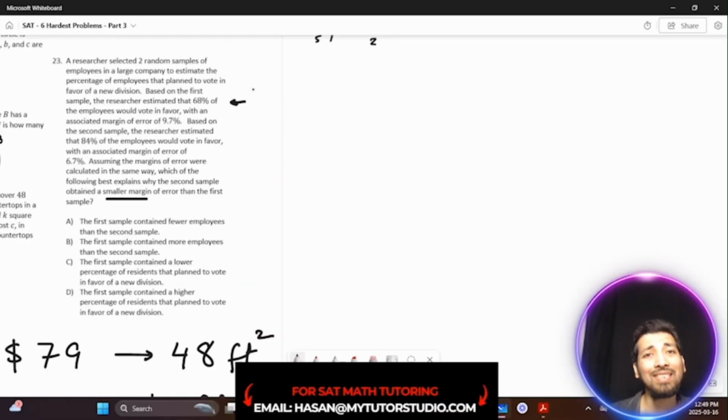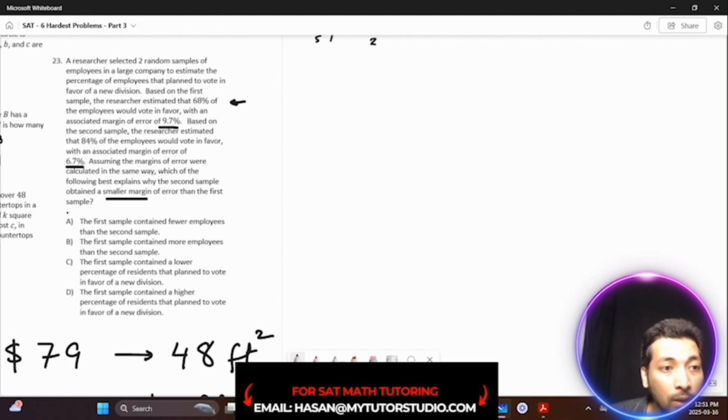Now, one thing you need to understand is that whenever we are comparing 2 data sets, the margin of error is affected by the sample size and the variability of the data. In this case, we can see that sample A has a margin of error of 9.7%, which can indicate that it has a smaller sample size, and sample B has a margin of error of 6.7%, which can indicate that it has a larger sample size.